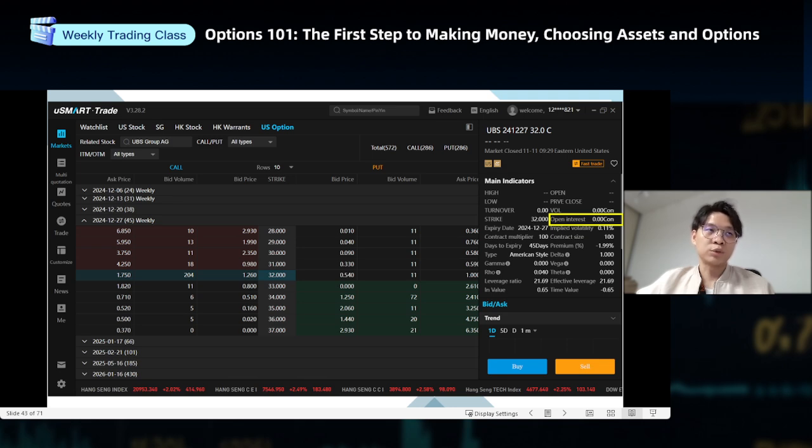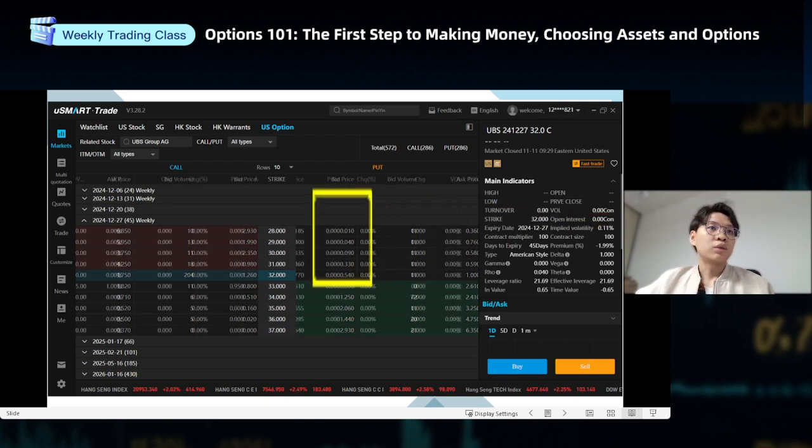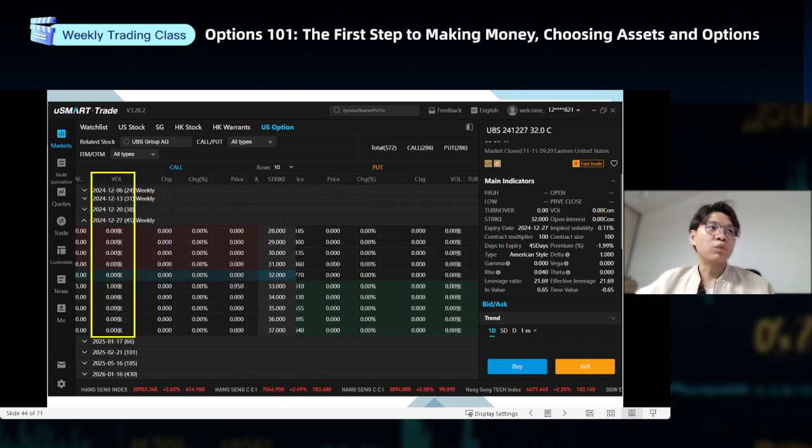We don't go for this option. And beside that, you can also check for the volume. The volume here is actually the volume traded. If you check on the volume traded, there is no trading volume at all for this option. Even though UBS itself, the mother itself, has a high trading volume, the options have no one to trade. So we would like to avoid these share options.